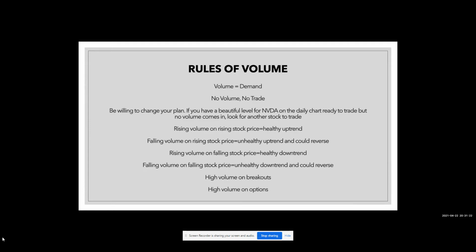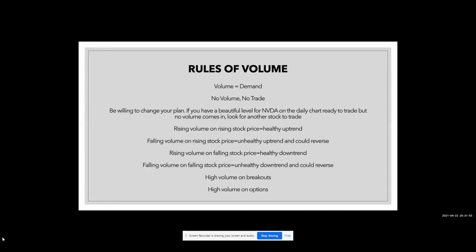Falling volume, so volume is going down, but stock price is going up, that is an unhealthy uptrend and could reverse. So think about that. If the volume is going down, that means there's less buyers coming into the stock, but the stock price is still going up. If you see that, then that probably means that the stock is going to reverse, just because you want to see rising volume on rising stock price.